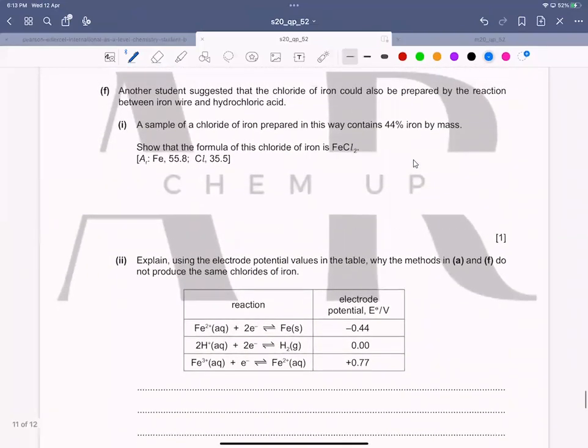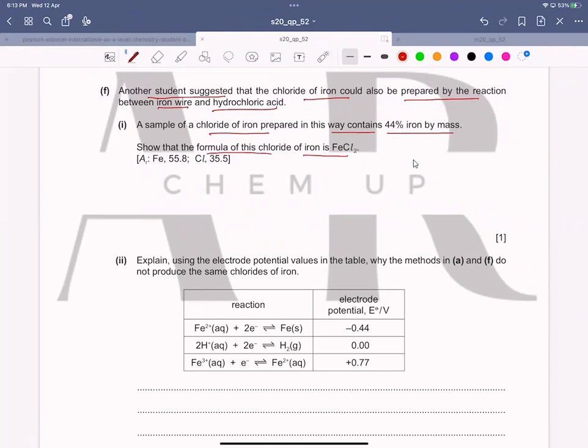Now part F. Another student suggested that the chloride of iron could be prepared by the reaction of iron with hydrochloric acid. A sample of a chloride of iron prepared in this way contains 44% iron by mass. Show that a formula of this chloride of iron is FeCl2.